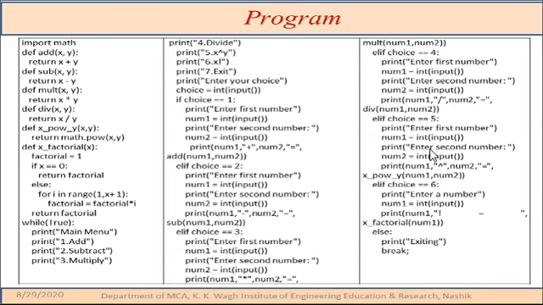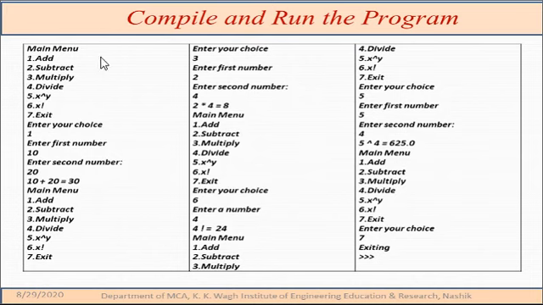For calculating the power, again I read number 1 and number 2 and call the power function. Similarly, for the factorial also I read a single number and pass that number to the function, and I prepared the program. Okay, if we run this program, then the output may be generated like this.